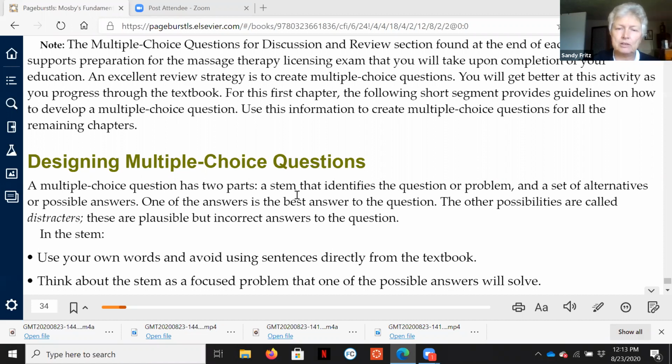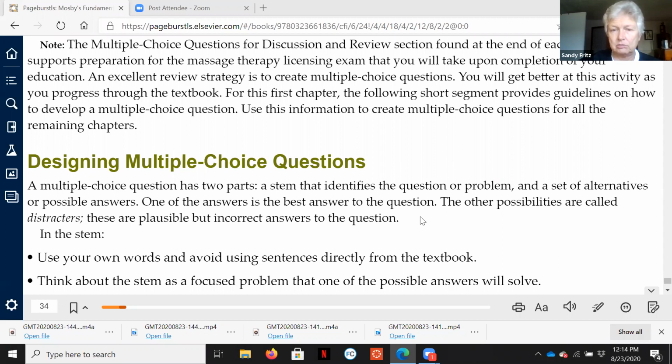So the actual question part is called the STEM. It's presenting a little problem, or it's asking for information. And a set of alternatives or potential possible answers. One of the answers is the best answer to the question. It can get confusing because there might be other responses that are available that are actually okay, but they might not be the very best answer. So you got to sort through it that way.